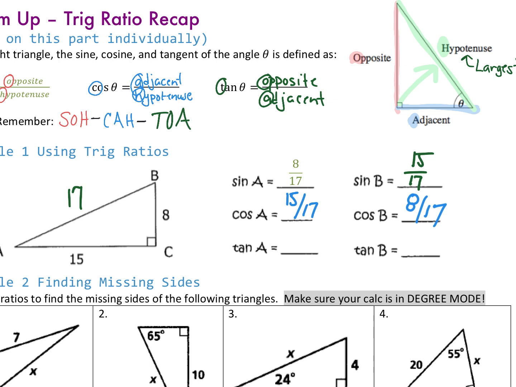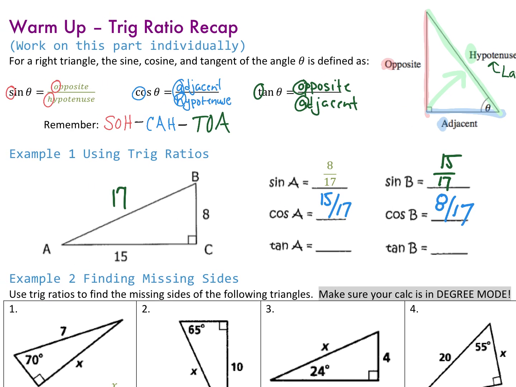And tangent is just opposite over adjacent. Tangent of A, go ahead and take a look at angle A, pretend that we're standing there. If tangent is defined as our opposite over adjacent, standing at A, the opposite side is 8, the adjacent side is 15. So 8 over 15 is the tangent of angle A.